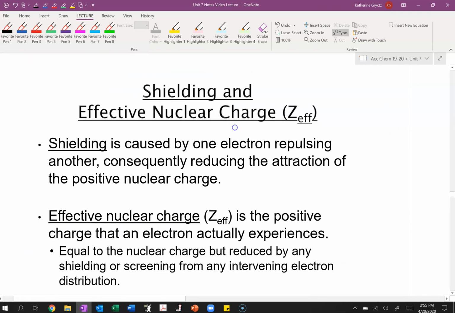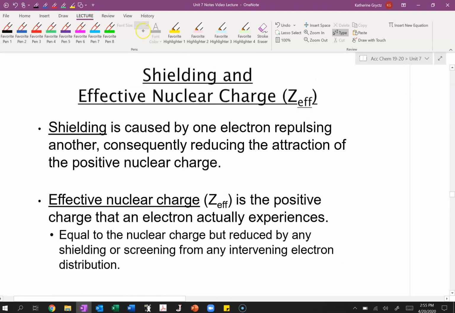There are two other vocab terms that we're going to get to before we look at some pictures of some atoms. First up is something called shielding. If you think about what you know as a shield, it always gets between you and something else. A shield literally gets in between. The definition for electron shielding is that one electron repulses another and it reduces the attraction of the nuclear charge. The idea is that the nucleus sitting in the middle is pulling in on electrons.